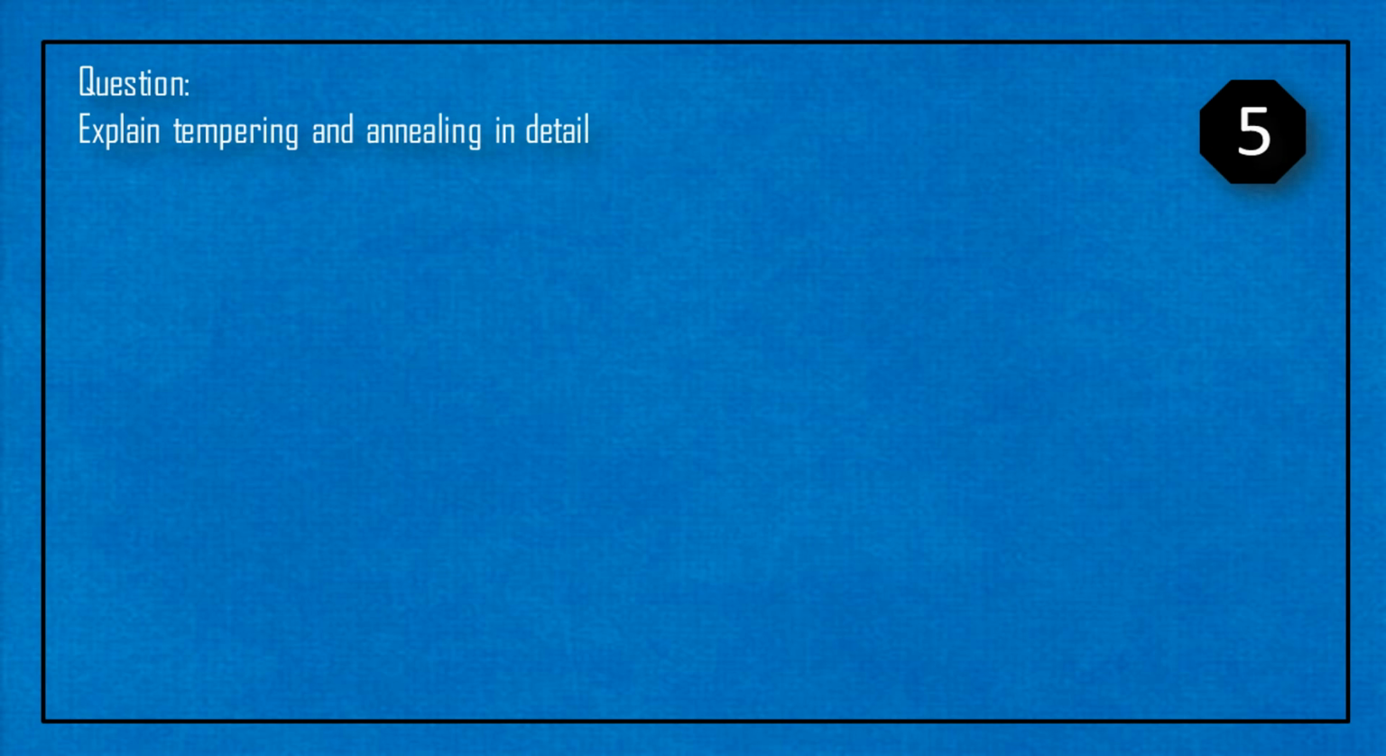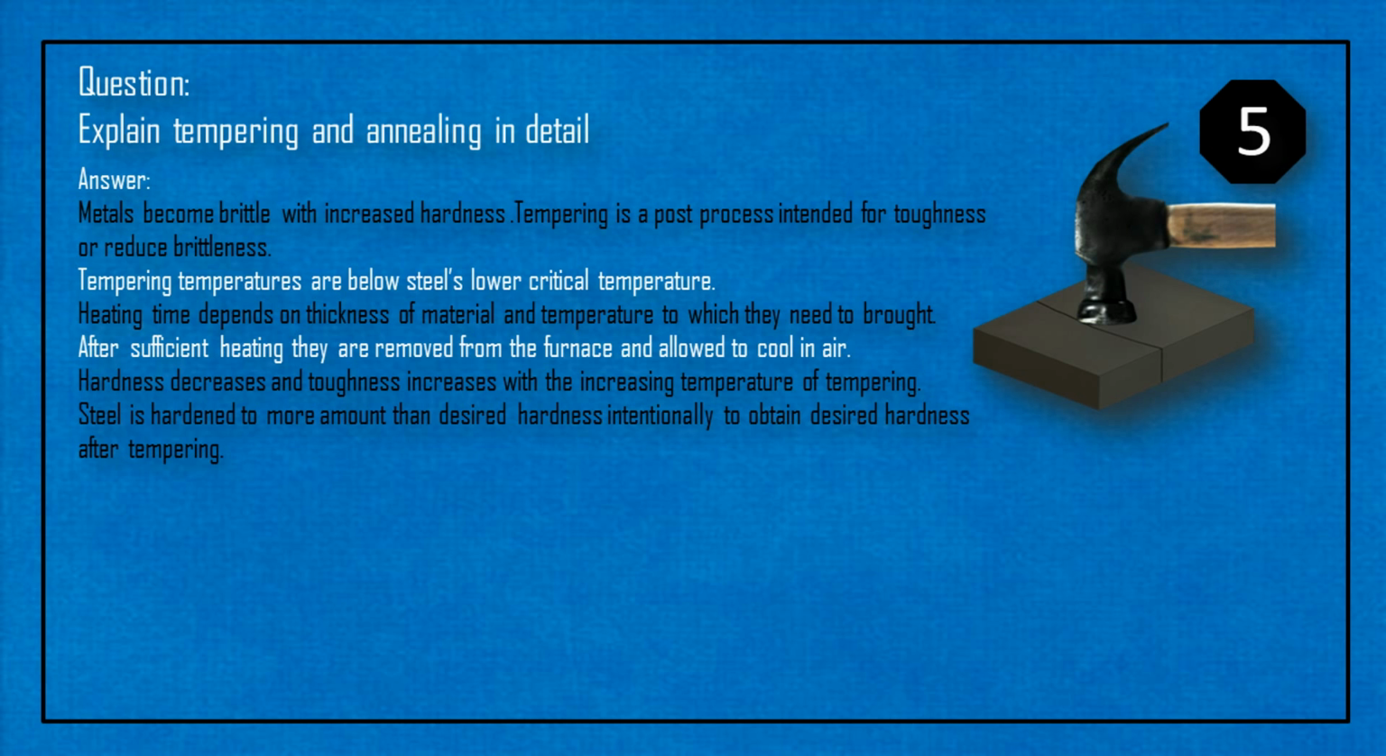Explain tempering and annealing in detail. Metals become brittle with increased hardness. Tempering is a post-process intended for toughness or reduce brittleness. Tempering temperatures are below steel's lower critical temperature. Heating time depends on thickness of material and temperature to which they need to be brought. After sufficient heating they are removed from the furnace and allowed to cool in air. Hardness decreases and toughness increases with the increasing temperature of tempering. Steel is hardened to more amount than desired hardness intentionally to obtain desired hardness after tempering.